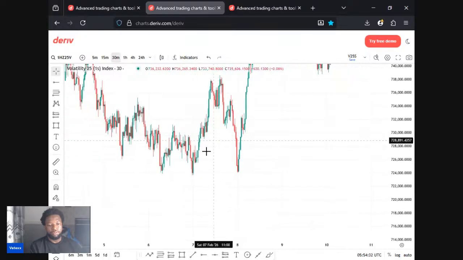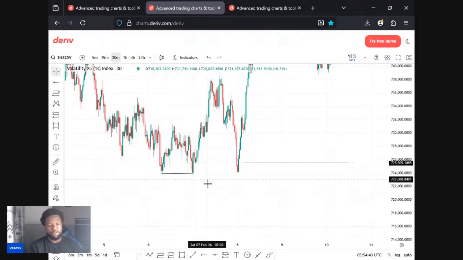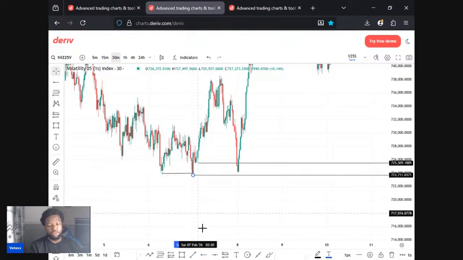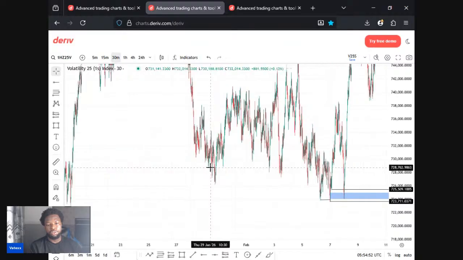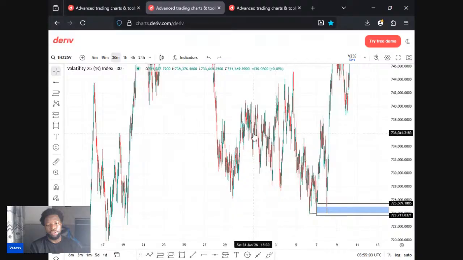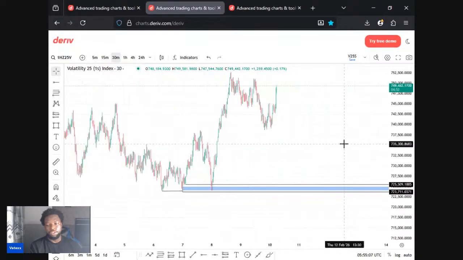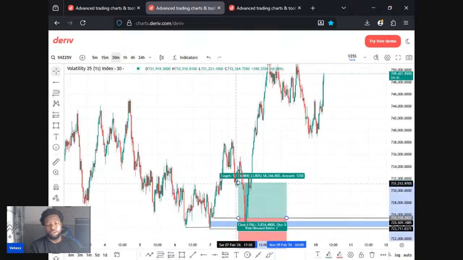So price gave us this, a sweep of liquidity, a protected low, and then another protected low here, and then a point of interest. So price tapped into this point. Remember, at this point price has already entered deep inside the POI. Since it gave us this and then respected it, it came back and gave us this, and this is what we have. As price came and gave us this, we have a move in the opposite direction.